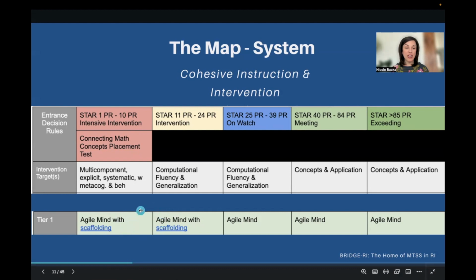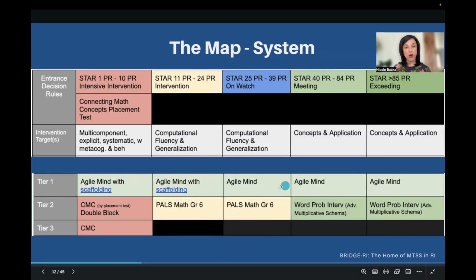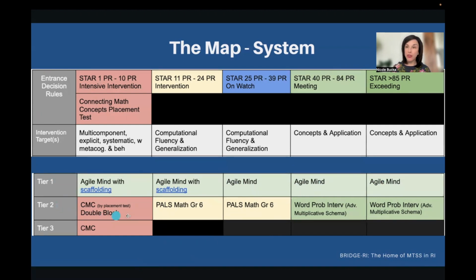But we can see here that if they fall into these two categories, the scaffolding you see listed here are accommodations. That's what accommodations are. They are scaffolding to ensure access to general education instruction and curriculum so that the student can access their grade level learning. Meanwhile, while all kids are getting Tier 1, there's also a need for targeted intervention.